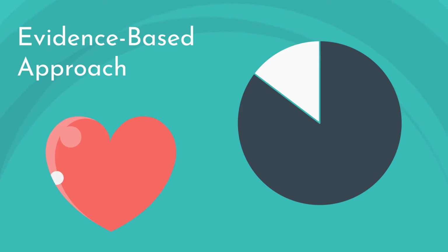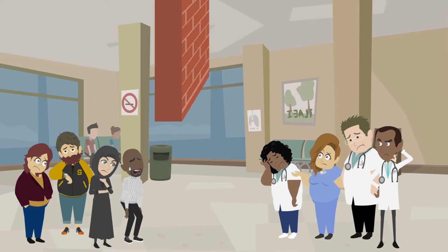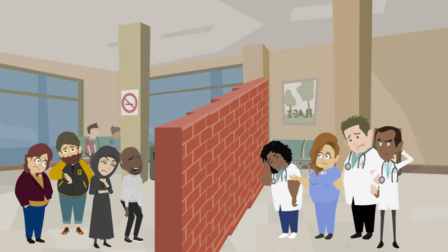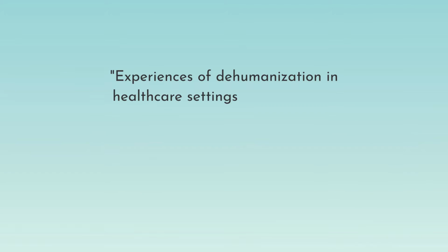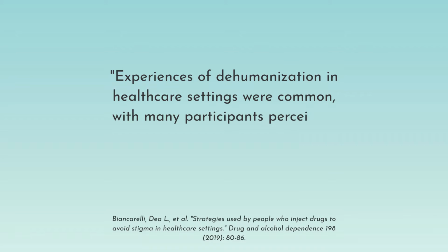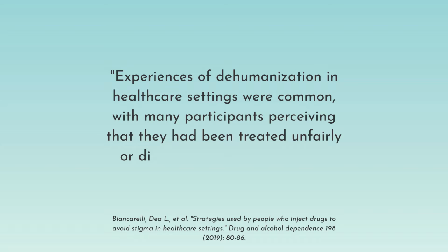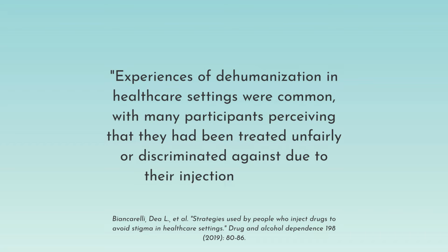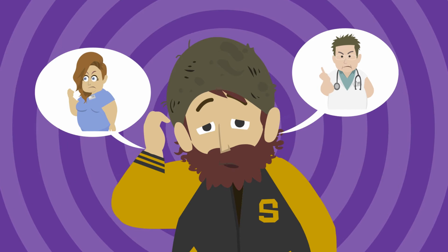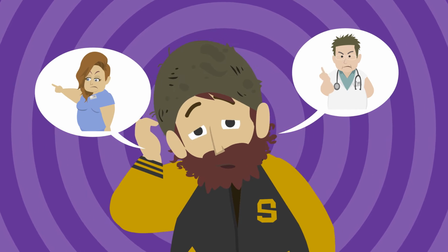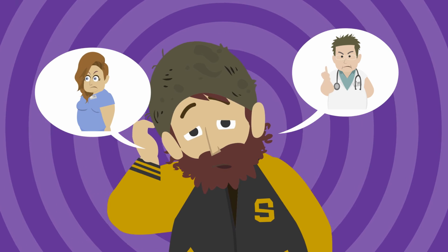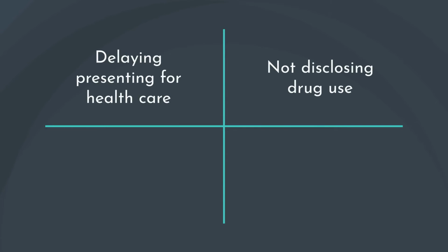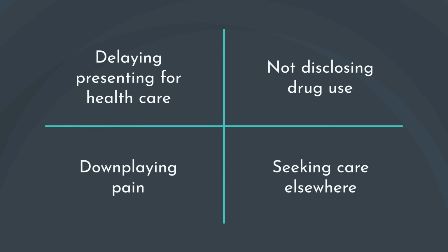But the fact remains that the stigma and misinformation continue to build barriers that only serve to harm those in need. A 2019 survey of injection drug users found that experiences of dehumanization in healthcare settings were common, with many participants perceiving that they had been treated unfairly or discriminated against due to their injection drug use. As participants anticipated this type of stigma from healthcare providers, they developed strategies to avoid it, including delaying presenting for healthcare, not disclosing drug use, downplaying pain, and seeking care elsewhere.